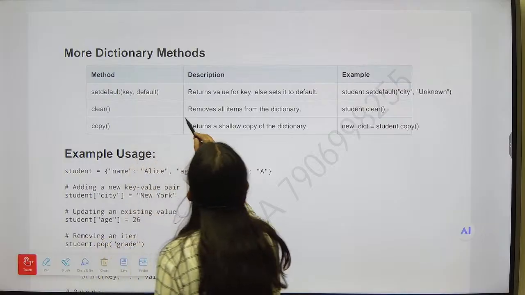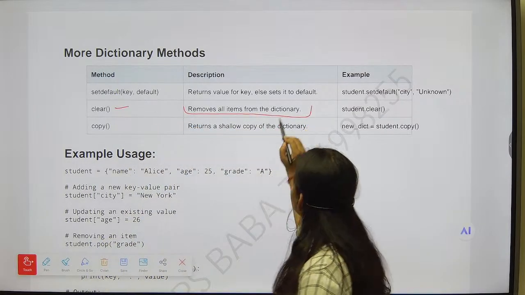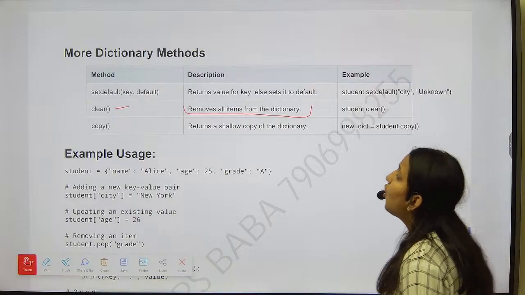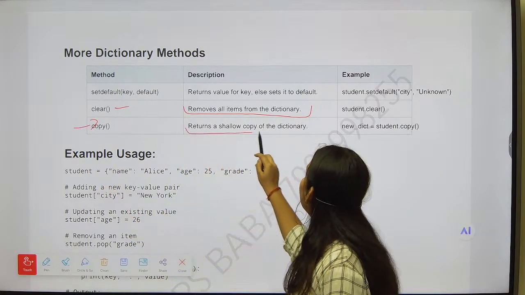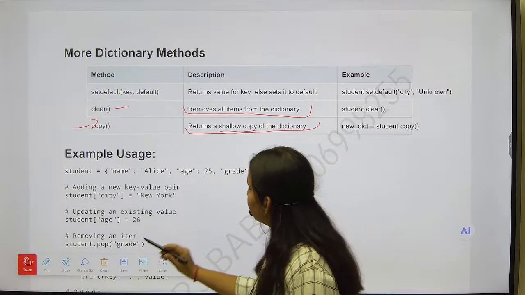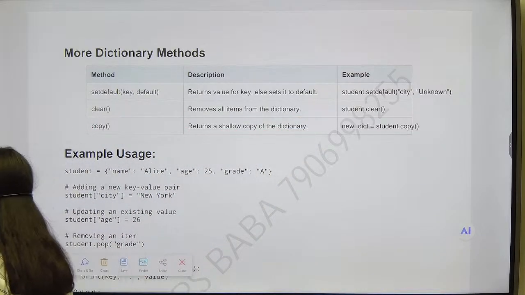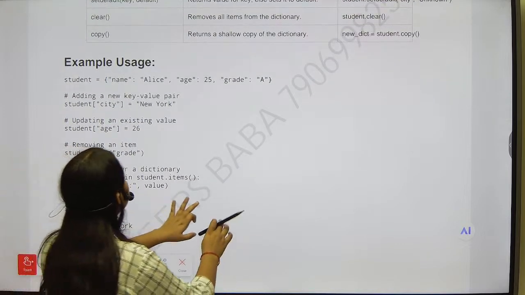Okay. So this clear function will remove all items from the dictionary, and copy will copy the entire dictionary into a different dictionary, but it will be a shallow copy. Right? Yes. So now we come to Vikas's question.